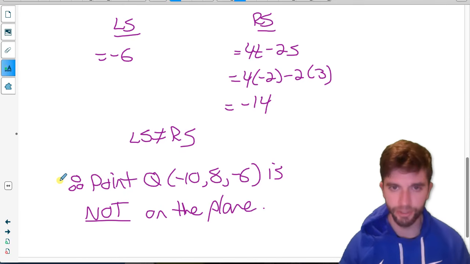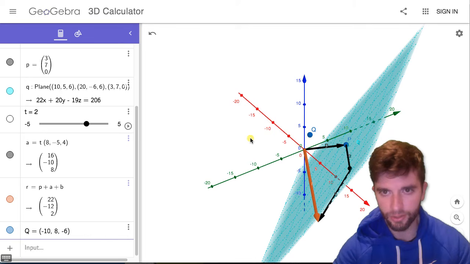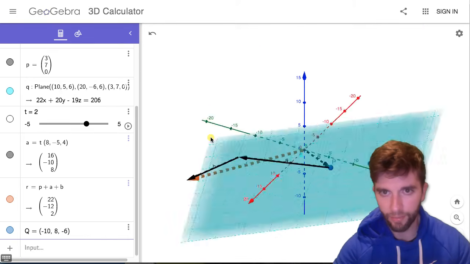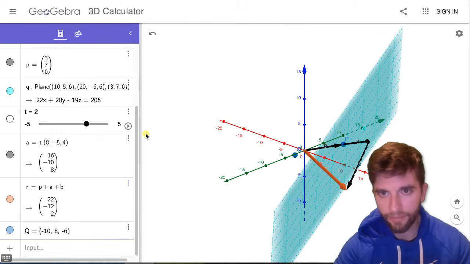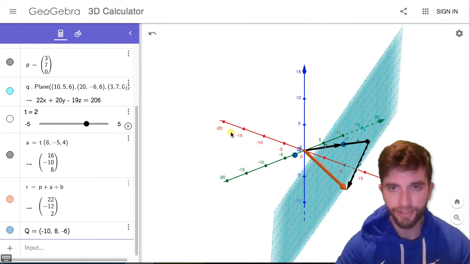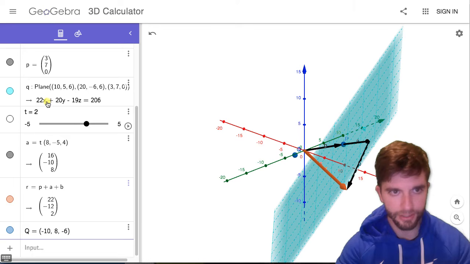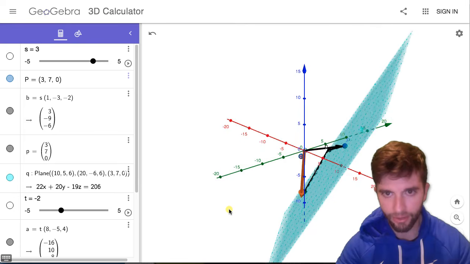Let me just show you in GeoGebra what we just did. I have that point Q plotted. Notice that point Q is over here. It's clearly not on the plane. Let me just spin it so you can see point Q not on the plane. I have the equation of the plane written as the vector equation, the sum of the position vector and the two direction vectors. And we figured out that if we were to set the t parameter to negative 2, and the s parameter to 3, which I already have it set to, it would take me to a point that has the correct x and y coordinate, but not the correct z coordinate.